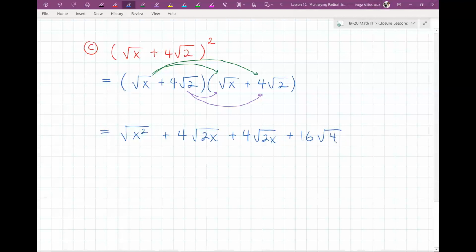Okay, so let's try to simplify as much as we can. The square root of x squared, well, since the index of 2 matches that, the x just comes out, so it's going to be an x. 4 radical 2x plus 4 radical 2x is an 8 radical 2x. And then that's 16 times 2, because the square root of 4 is 2. So this is x plus 8 radical 2x plus 32. I can't combine anything, so I'm done.